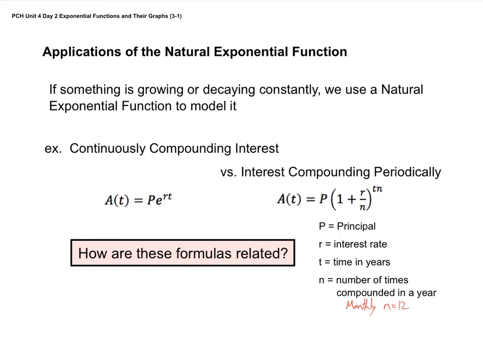Also, for example, you could have quarterly. That would be every 3 months, so every quarter of the year, so n would be 4. Or semi-annually. Semi means half, so every half of a year, so it's going to compound twice a year. Alright, but you might ask, what's the point? How are these two related?